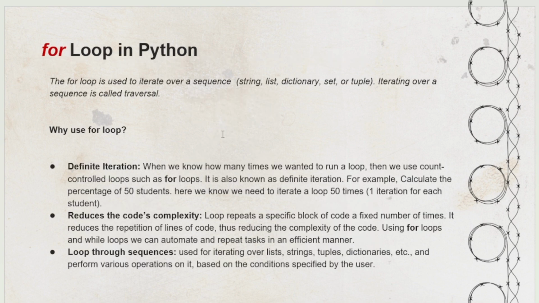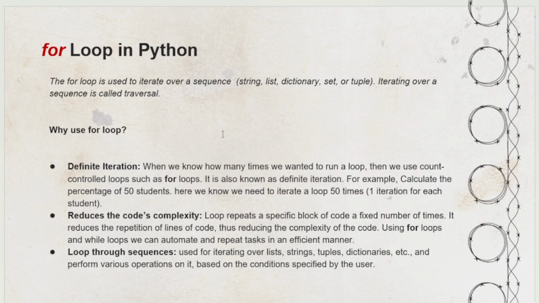Now let's discuss the for loop in Python. So what is the for loop doing? The for loop is used to iterate over a sequence. Iterating over a sequence is called traversal. String, list, dictionary, set or tuple are all sequence types.